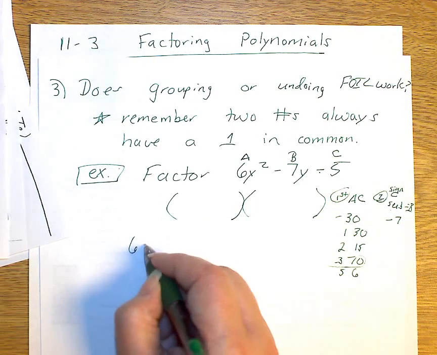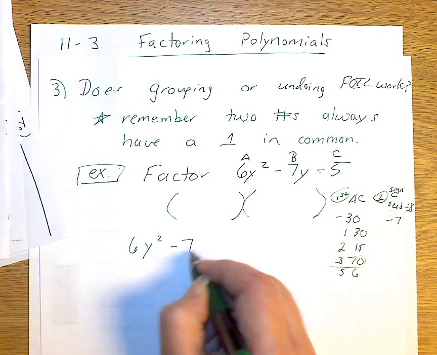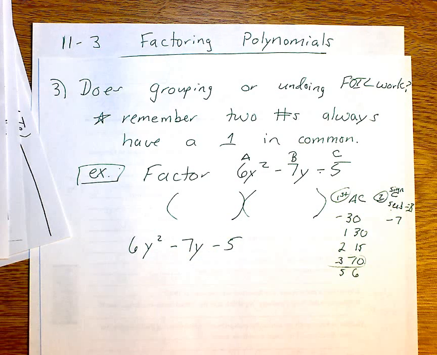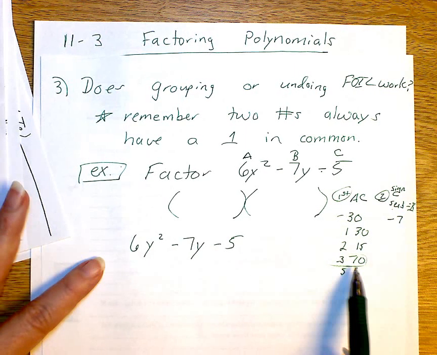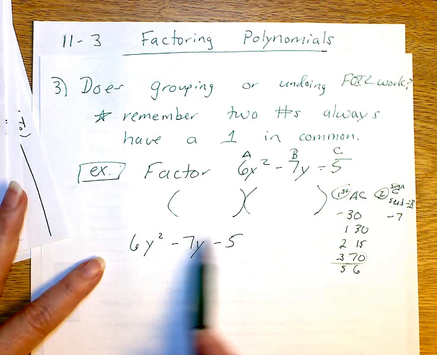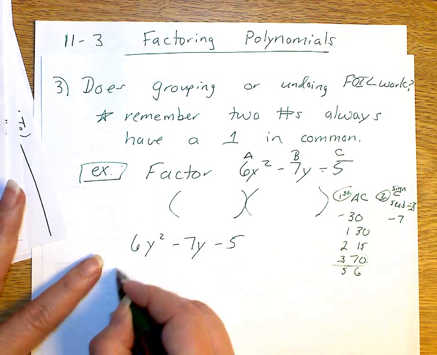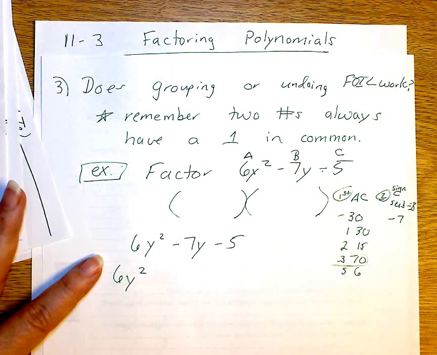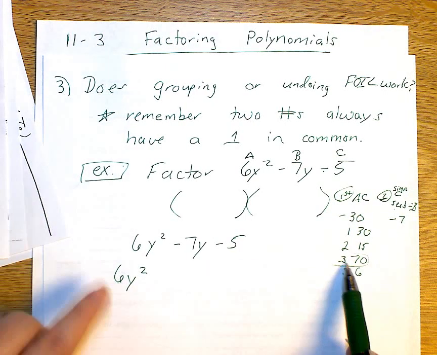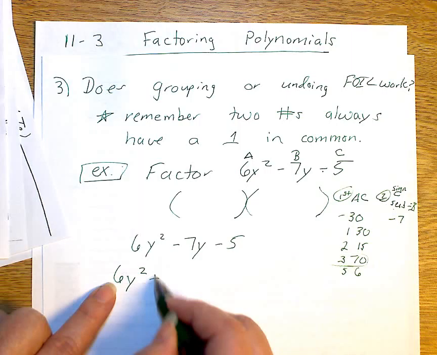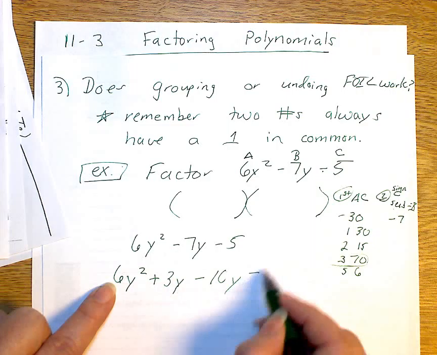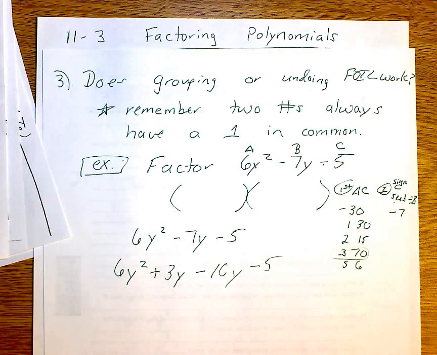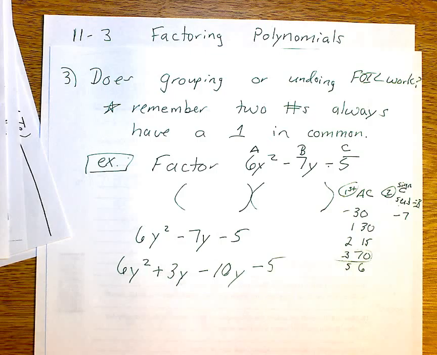All right, so if you wrote these symbols with me, please rewrite the problem. So we have 6y squared minus 7y minus 5. Now remember, we are undoing FOIL. So we are going to take these two numbers and rewrite this middle term. So I'm bringing these down. I have 6y squared, and we have here plus 3y minus 10y minus 5. And I'll stop here to make sure you guys get where I'm getting these numbers.